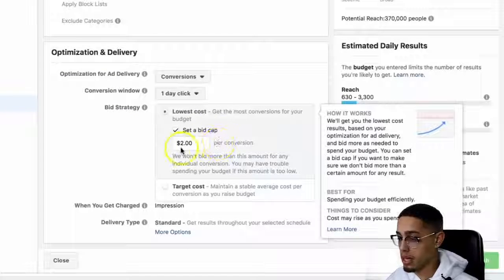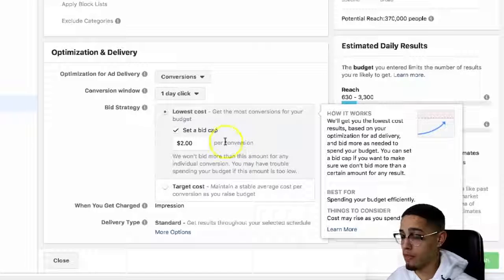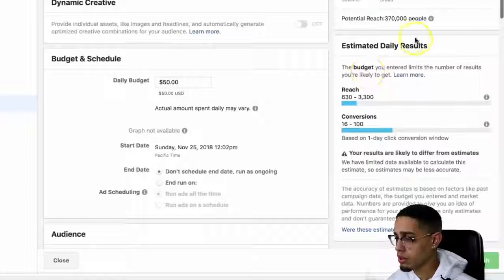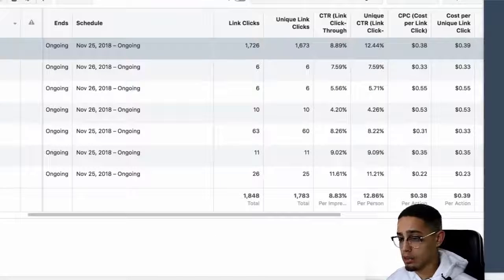And my bid cap is $2 per conversion. So I'm not willing to pay more than $2 per conversion. That's why I'm at 97 cents per lead. My current reach is 370,000 people. And there goes my ad set.